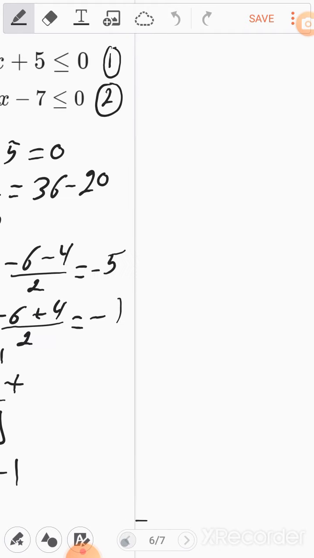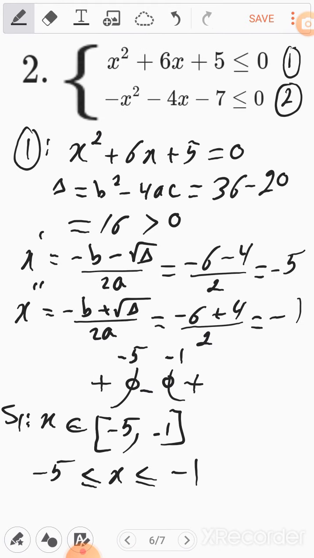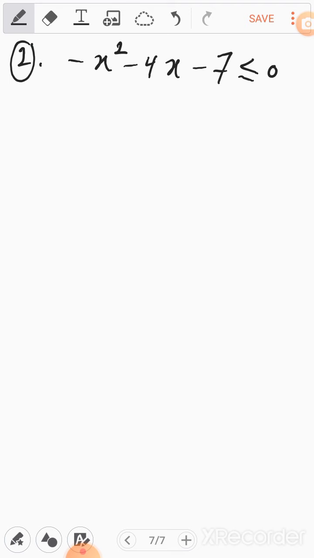S2, the inequality is minus x squared minus 4x minus 7 is less than or equal to 0. Let's write it. Minus x squared minus 4x minus 7 is less than or equal to 0. Also, we are solving the second inequality, the second step.